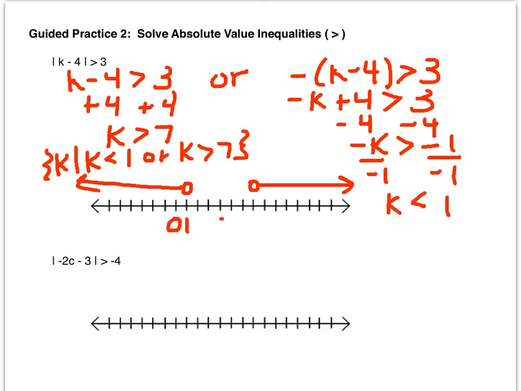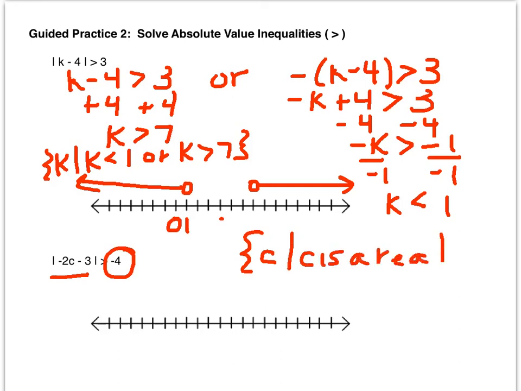For the second example in Guided Practice 2, we have the absolute value of -2c minus 3 is greater than -4. Because of this -4, we know that anything inside the absolute value is going to be greater. So our solution set will be c such that c is a real number. On the number line, that just means we're going to have everything colored in, because it means any real number is going to be a solution.